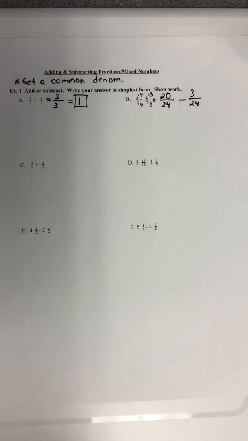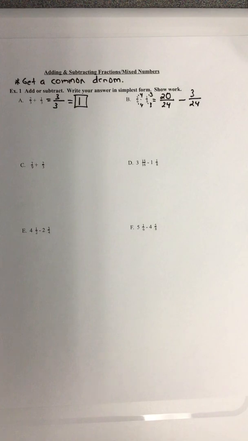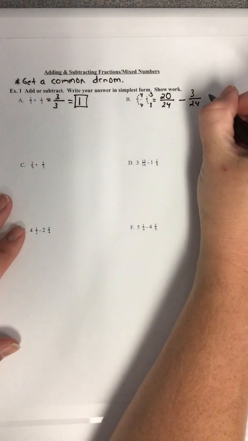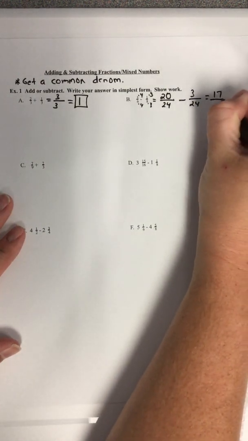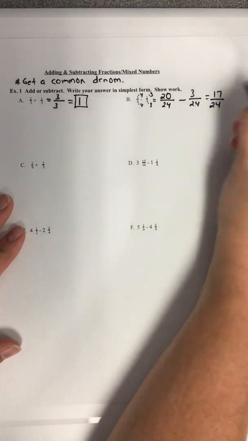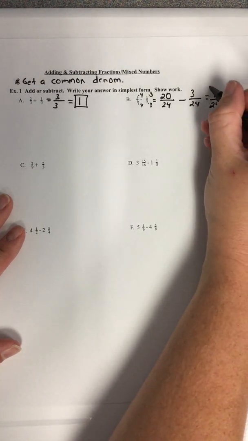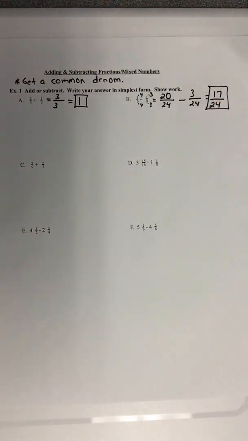And now I have the common denominator. Now I can just subtract my numerators. So 20 minus 3 is going to give me a 17. The 24 goes along for the ride. And 17 over 24 is, in fact, in simplest form, so I'm good to go.